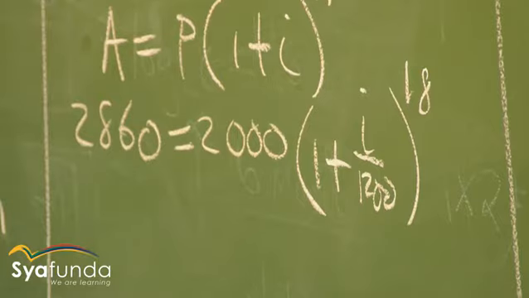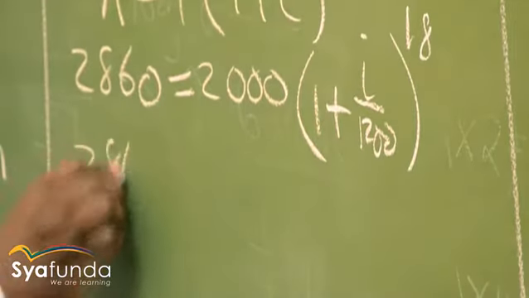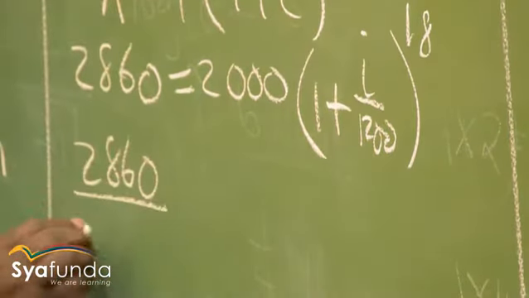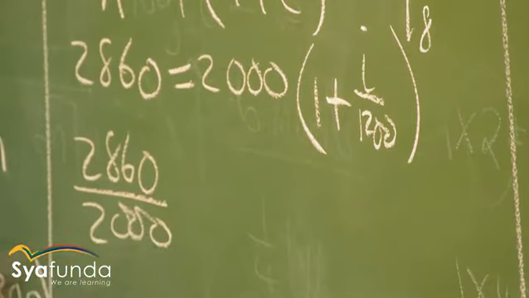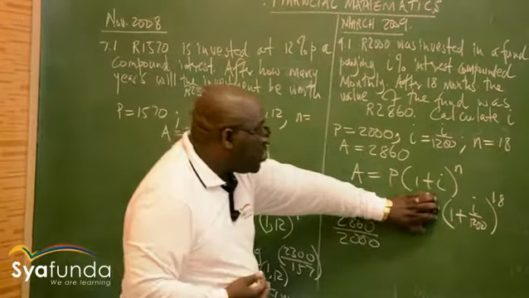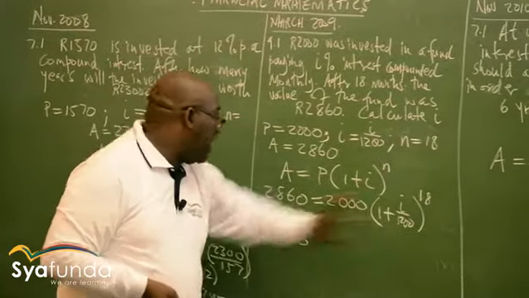Let's move on. So what do I do here? I've got 2860 divided by 2000. Right, that's what I have. In other words, this is gone from that side. So this is what I have that side.